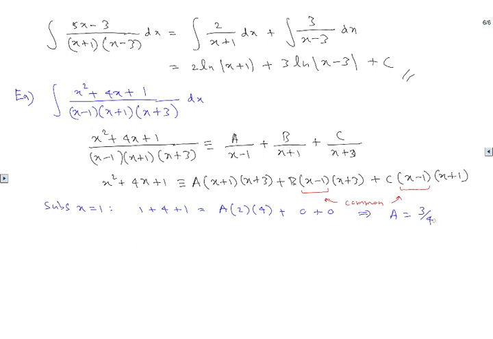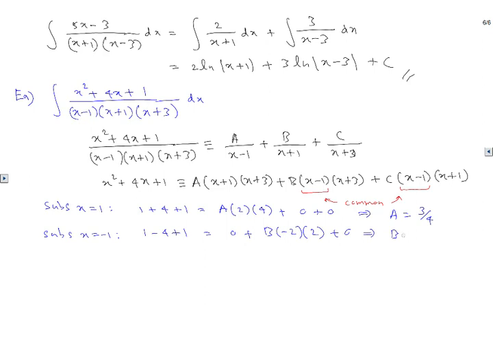Use the same trick. Let's say we want to find b. If you want to find b, look at the other 2 terms. You can see that x plus 1 is common. So if x plus 1 is common, we find x equal negative 1. Substituting x equal negative 1, you're going to get 1 minus 4 plus 1. You plug in negative 1, you get a 0. And here for b, you get negative 2 and a 2 and a 0.